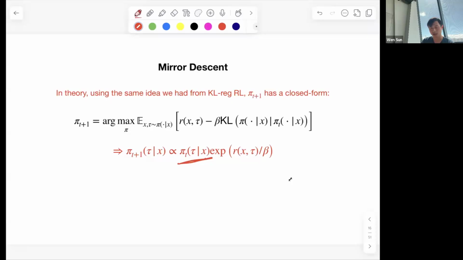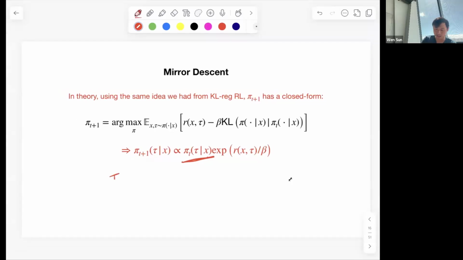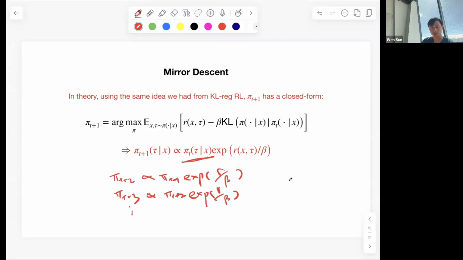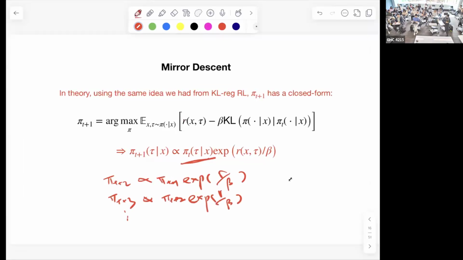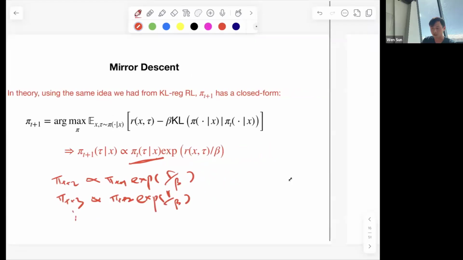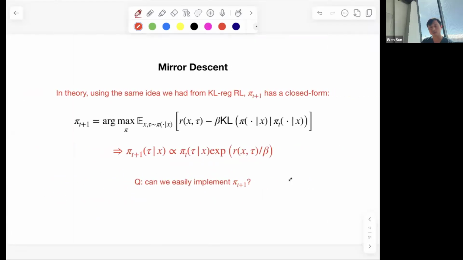This all looks good, right? And maybe on paper, we can keep writing this, right? We can do pi t plus 2 proportional to pi t plus 1 times exp of r over beta. And we can do pi t plus 3 proportional to pi t plus 2 times exponential of r over beta, right? We can keep doing this, simple. But one question that I want you to think about is, can we actually easily implement this procedure in our computer, for instance?